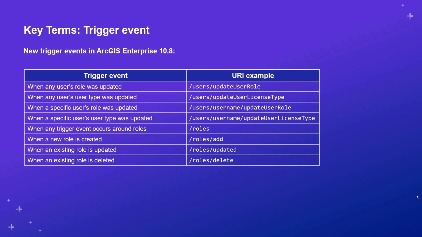And in ArcGIS Enterprise 10.8, we added some new trigger events pertaining to user roles and license types. So as an administrator, you now have the ability to be notified if a user's role is updated or their license type is changed.